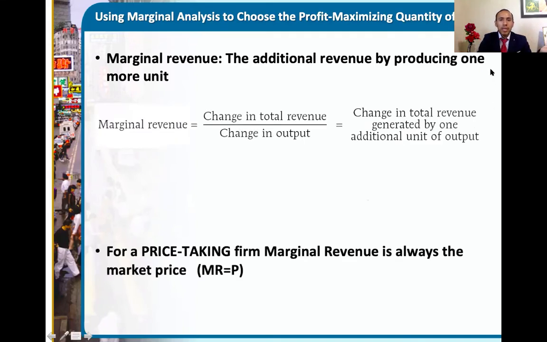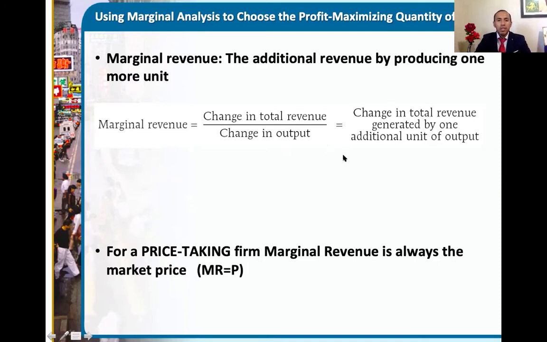So in this case, the marginal revenue, in formula terms, is equivalent to the change in revenue divided by the change in output. If we increase output, sell more units, there's going to be a change in revenue, more revenue. So marginal revenue, in this case, is the additional revenue by producing one more unit or additional units of goods.